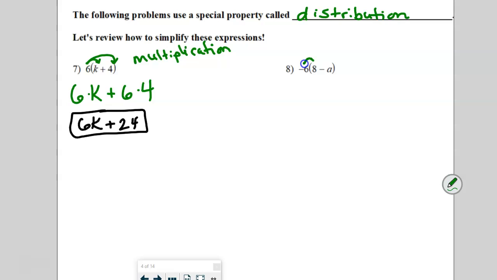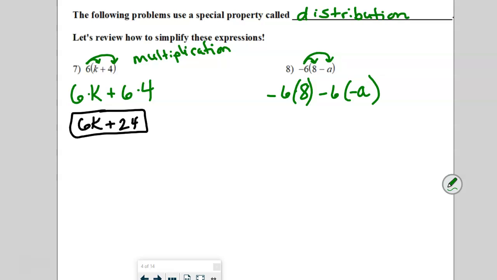So here, we're going to distribute this time. Careful, it's not just a 6, it's a -6. So again, I'm going to write this out the long way. It's -6 times 8. And then you also have a -6 times, I'm going to use parentheses here just to confuse everybody, I guess, times a -a. Here, I'll use them here as well.